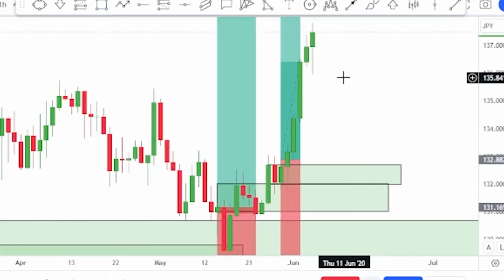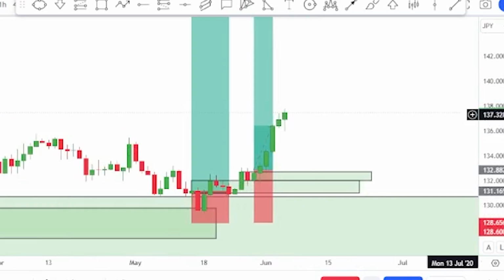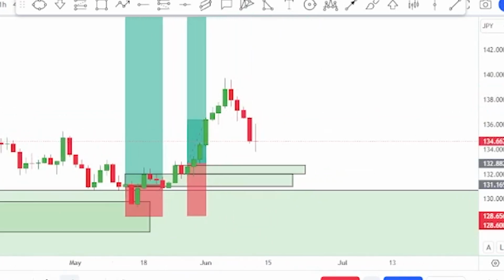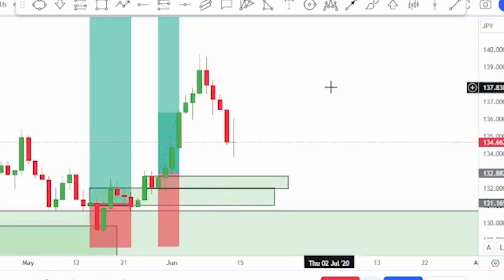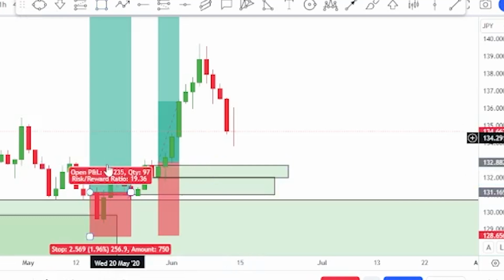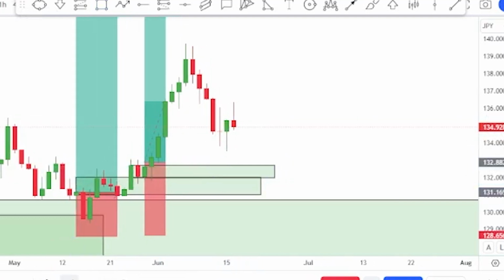Let's see what happened. We are still waiting from our previous areas, higher highs and higher lows. Let's see what happened. We are rejecting from this area. Let's check if we have an internal area where, okay, I have to wait until we get to our entries.